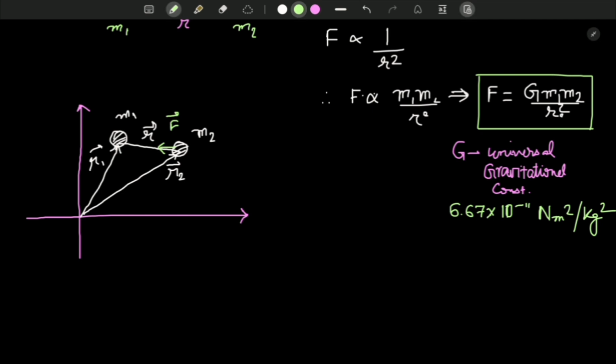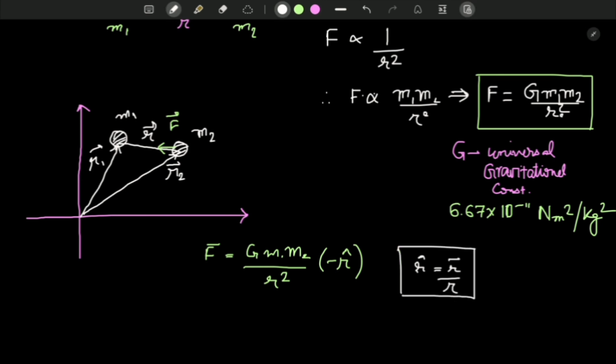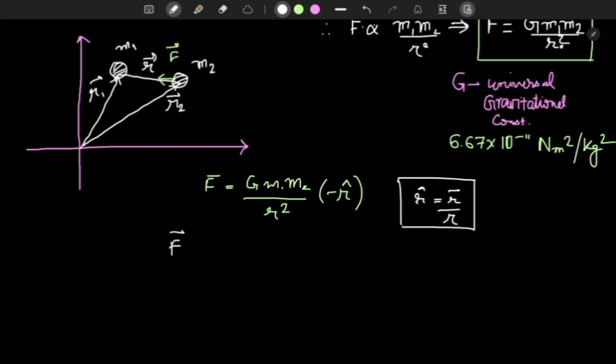So from our Newton's law of gravitation, I can say that force will be G m1 m2 divided by r square and minus r cap. Why minus r cap? Because it is in the opposite direction to r vector, and r cap here is the unit vector. Therefore I can also write r cap as r vector by r. From here I can say that the force F is equals to minus G m1 m2 by r cube, and here r vector, I have replaced r cap with r vector by r.